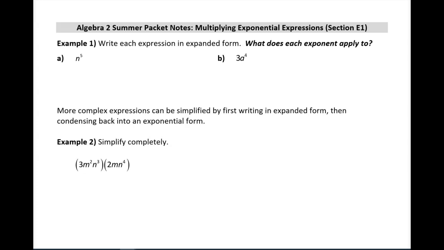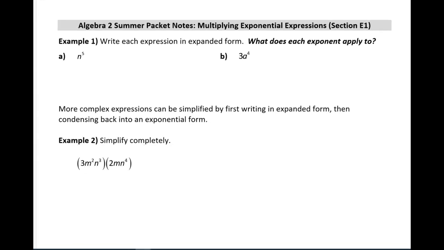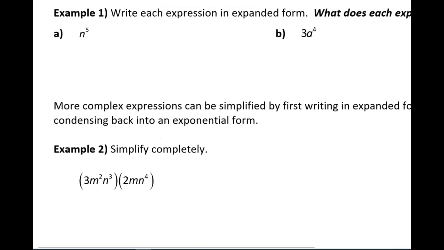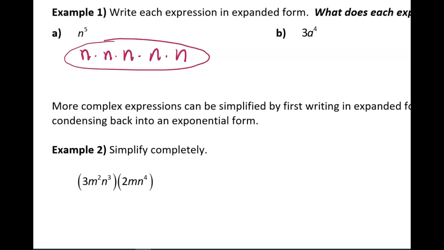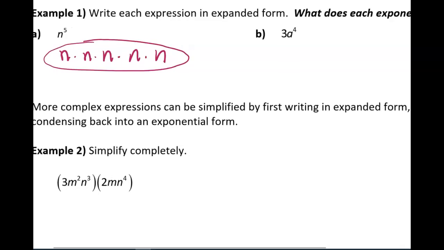Now we're going to look at exponential expressions, that is, expressions that have exponents in them. So it's important to know what expanded form looks like. N raised to the fifth power can be written in expanded form as n times n times n times n times n. In other words, exponentiation means repeated multiplication.